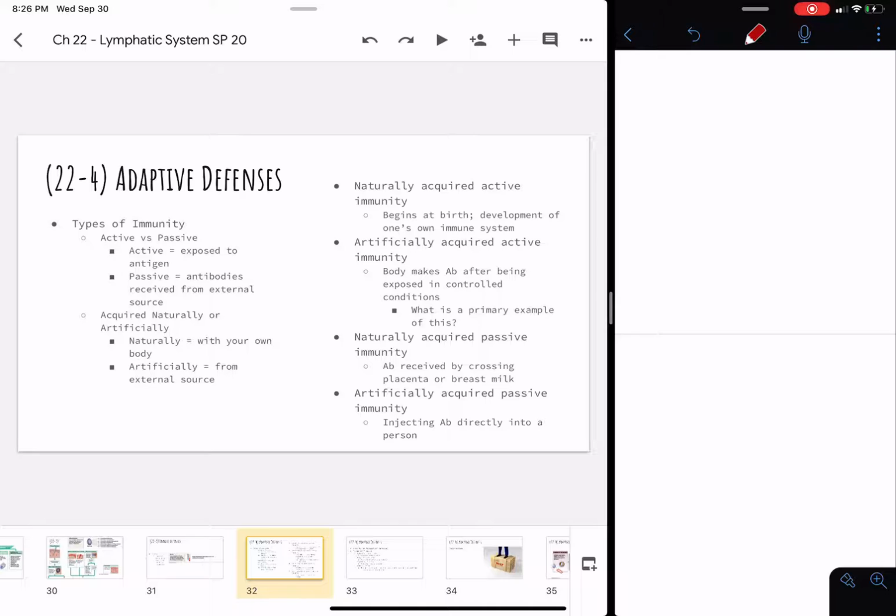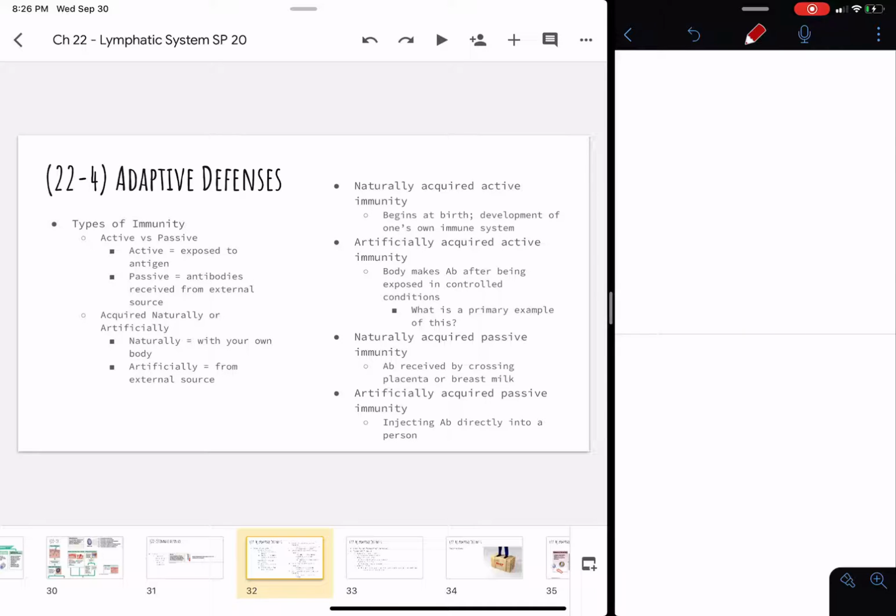And then acquired naturally or artificially. If you're acquiring something naturally, this means that you are taking this in with your own body with no additional man-made related things. Versus artificially means that it's going to come from some sort of other source that was likely man-made. So now let's go ahead and combine all 4 of those and give some examples.